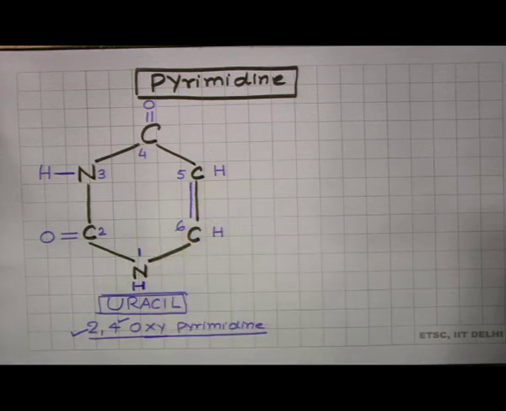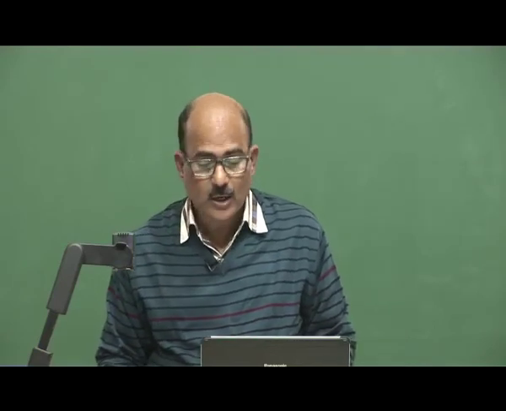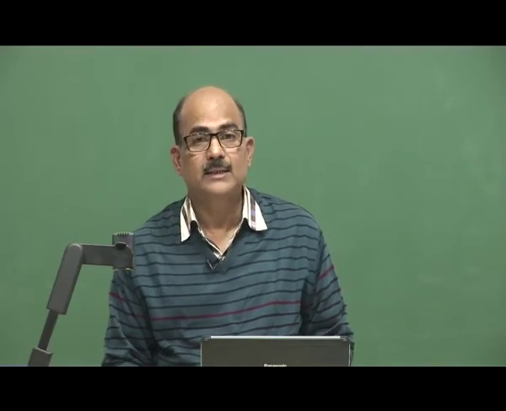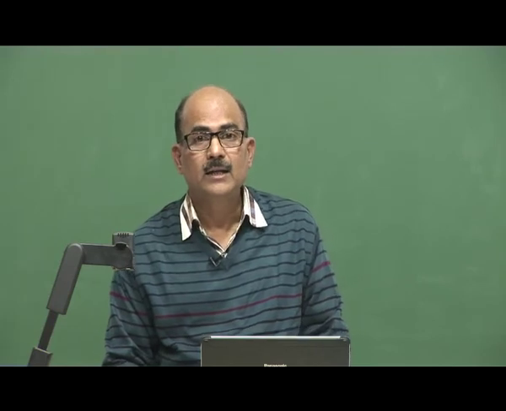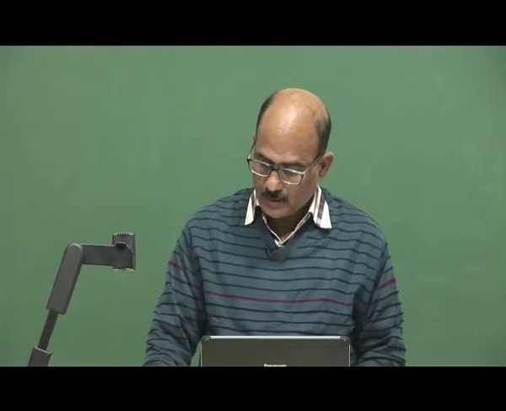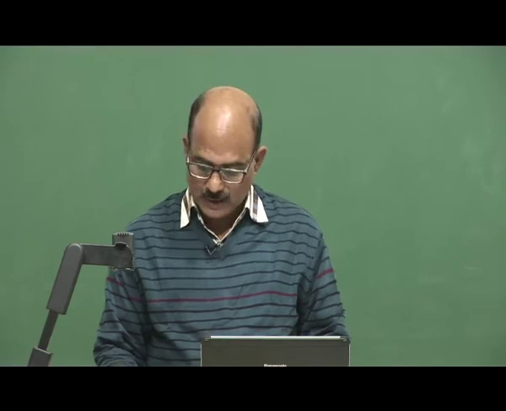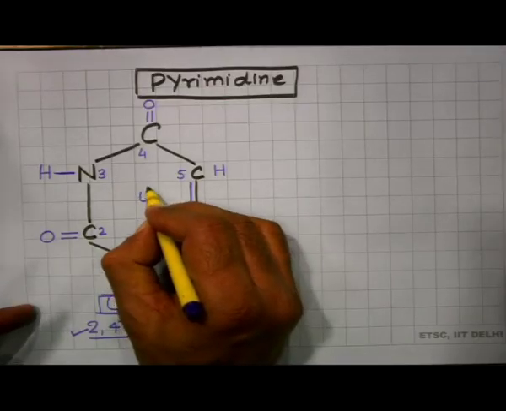So, we can easily write the structure of uracil with the help of the skeleton, and by knowing the chemical name of the pyrimidine, that is the uracil, it is designated by U.